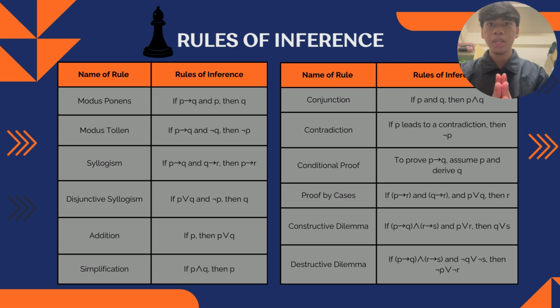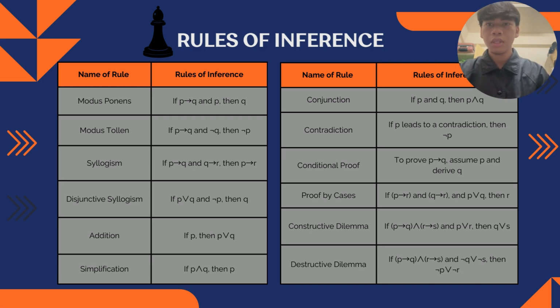First, we have modus ponens. If P implies Q and P, then it becomes Q. And then we have modus tollens. If P implies Q and not Q, then it becomes not P. And then the third one, we have syllogism. If P implies Q and Q implies R, then it becomes P implies R.